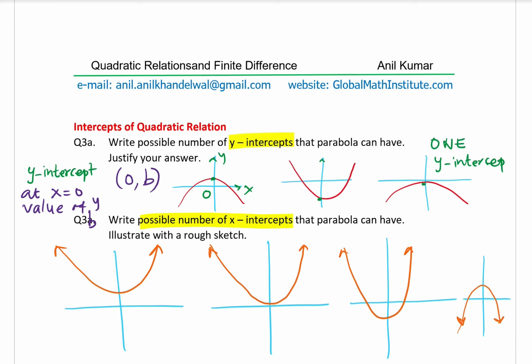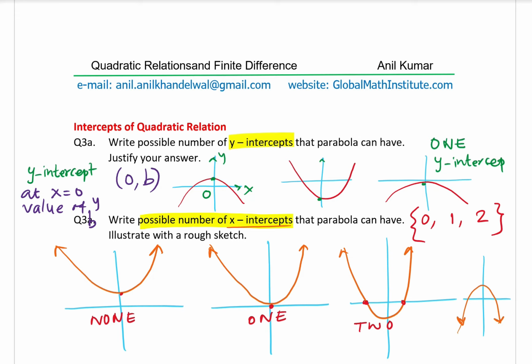Now the question is, how many x-intercepts do we have? In this case, we have none. The graph is above the x-axis. In this case, we have 1. And here we have 2. So the number of x-intercepts is either 0, 1, or 2. Does it make sense to you? So those are the possible numbers of x-intercepts. So if you have a parabola whose y-value of the vertex is higher than 0 and it opens up, there won't be any x-intercept. Correct?